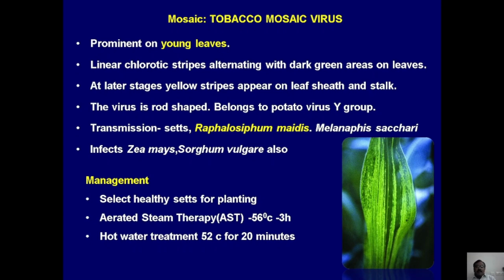So select healthy sets for planting, and then subject the sets or propagative material to aerated steam therapy at 50 degrees Celsius for 1 hour, and then hot water treatment at 52 degrees Celsius for 20 minutes, helpful in reducing the inoculum in the vegetatively propagated materials.